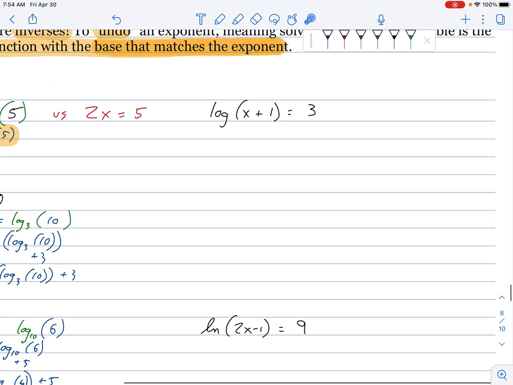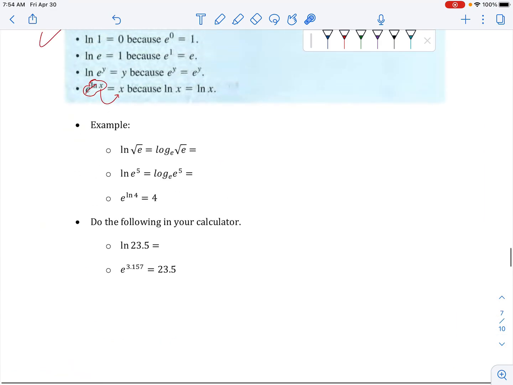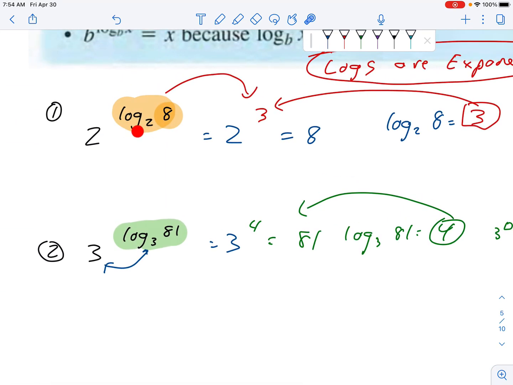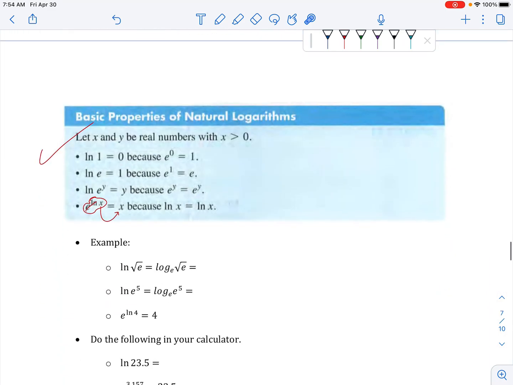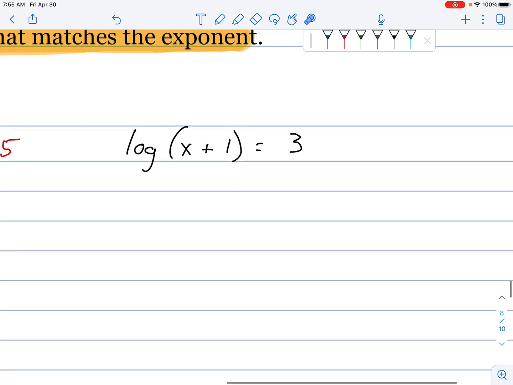Okay, on the other side, same idea, just the opposite. We had seen right up here, way in the beginning, that if I have a log as an exponent and the base matches the base of that log, then I can just pull out what's in parentheses. So over here, this is an invisible 10.